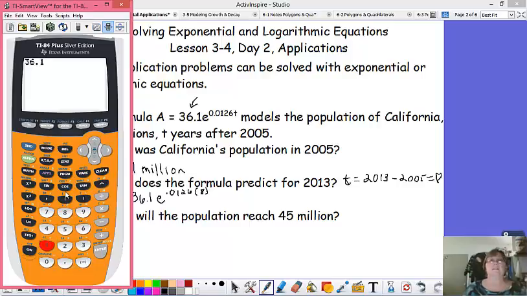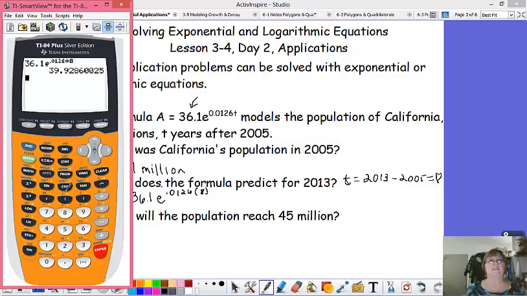36.1 times e, and on your calculator that will be the second of the natural log key, because e is the base of those natural logs. Most calculators open up a place for you to enter an exponent, and that's what this one does. 0.0126 times 8. As long as that's all up in the exponent place, I'm good. I don't need any other parentheses or anything.